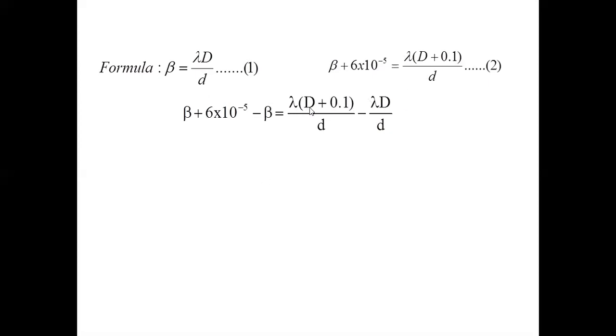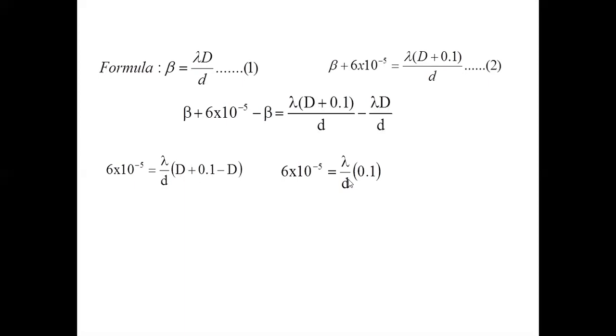You take lambda into D plus 0.1 by d, so you can spread it. 6 into 10 to the minus 5. Beta minus beta got cancelled. Lambda by d is common, correct? And what is here? D plus 0.1 minus D. Is it correct? Lambda by small d into D plus 0.1 minus capital D. Right? D and D get cancelled. So what is the next equation? 6 into 10 to the power minus 5 is equal to lambda by d into 0.1.